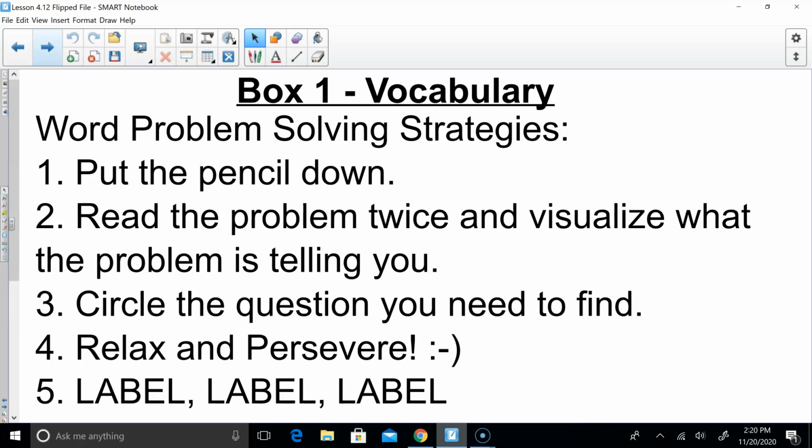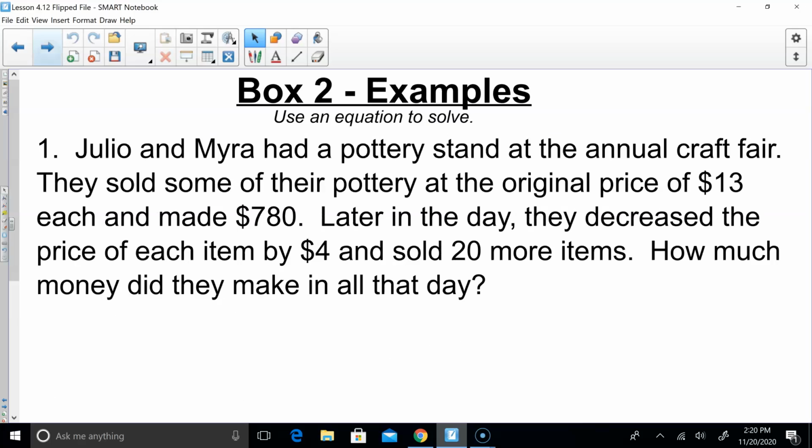So remember our word problem strategy, you've seen this before. Put the pencil down, right? Read the problem twice and visualize what the problem is telling you. Remember our saying, when in doubt, draw it out. Circle the question that you need to find and then relax, persevere. And then when you're done with all that hard work, make sure you label, label, label. And with that, let's get started with these problems.